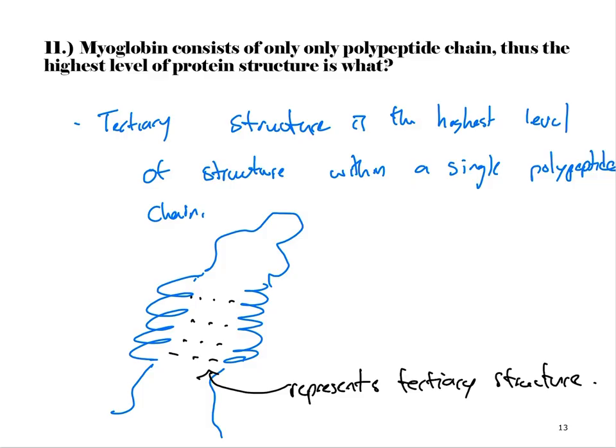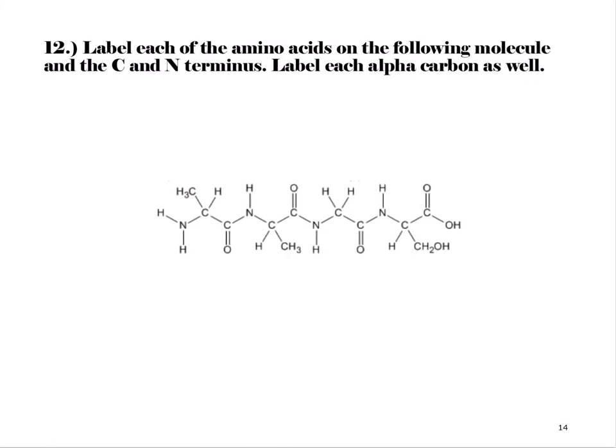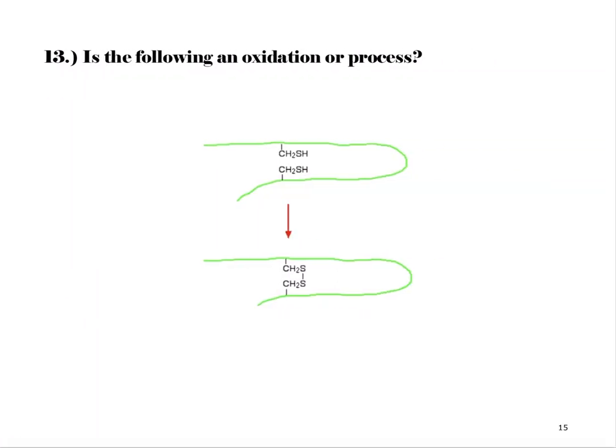All right, so we'll stop. This one is kind of long, so if you guys want to try this on your own, label each of the amino acids, and then label the C and N terminus, and then all the alpha carbons as well. This is kind of what we did a little bit ago with the other molecule. So we'll end it there, and then this last question is, what kind of process is this?